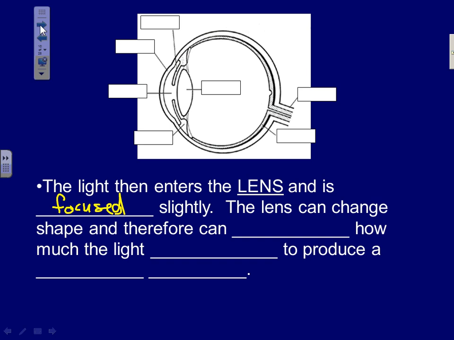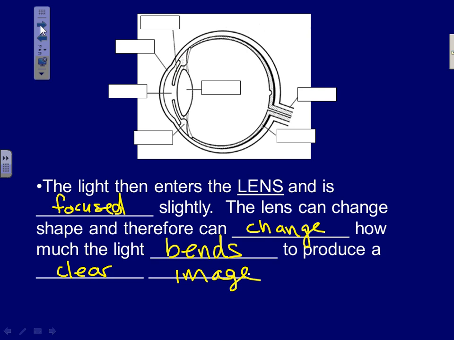The lens can change shape and therefore can change how much the light bends or focuses or refracts to produce a clear image. So in the end, we need a clear image on the back of our retina.